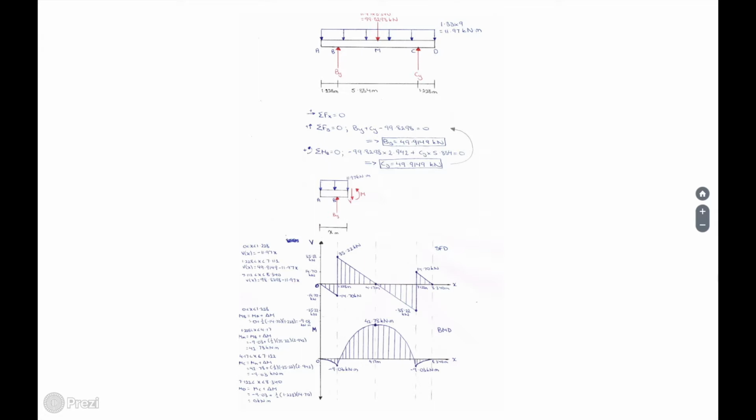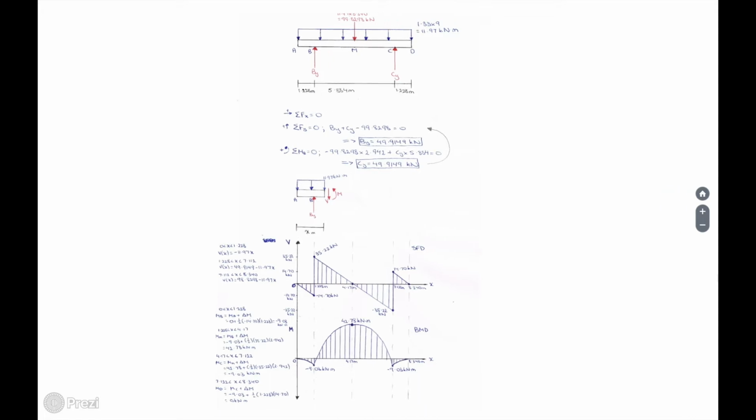Then I moved on. I used the next diagram to calculate the shear force diagram and the bending moment diagram, labeling all the points. I have the equations on the left-hand side and how I've calculated them. So first we found the equations for the shear force diagram, and then I used the areas of the shear force diagram to calculate the bending moment diagram.